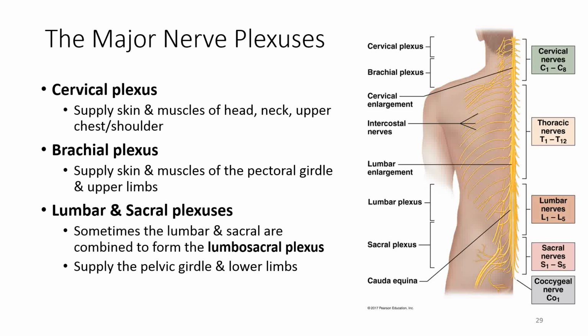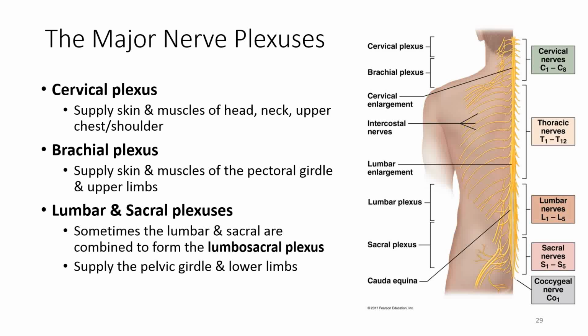So here's those plexes that I was talking about. Look at this crazy mess and tangle of nerves up here. So up here where you've got cervical nerves that are going to coalesce and bridge and network with each other, that's called a plexus. And so this one up here is called the cervical plexus. It supplies the head and neck, upper chest, shoulders with innervation.